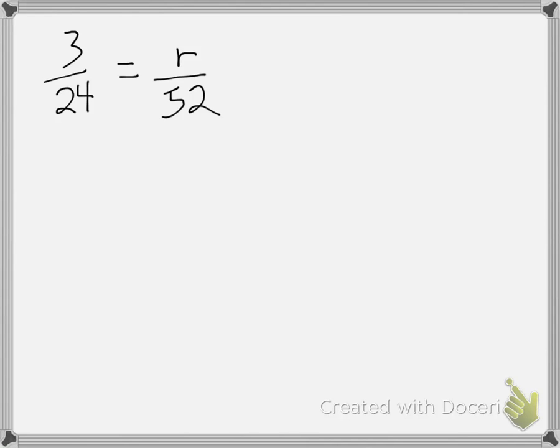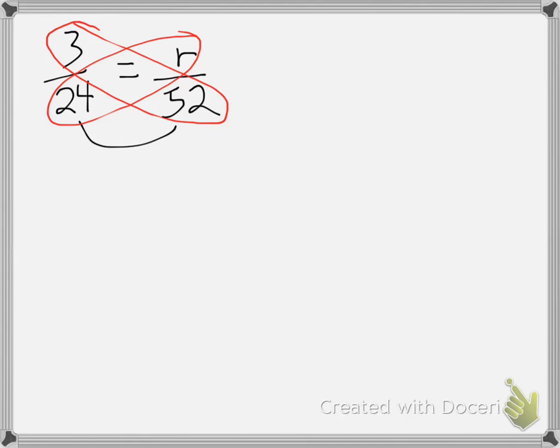Now, what's R? We don't know, right? That's kind of the whole point. It's a variable. 24 times what is 52? Nothing real easy. It's going to be a decimal number, right? Because 24 times 2 is 48, but 24 times 3 is like 72. So the cross product is a really easy way to solve it, because with cross products, I know that this product, 3 times 52, is equal to that product, 24 times R, right?